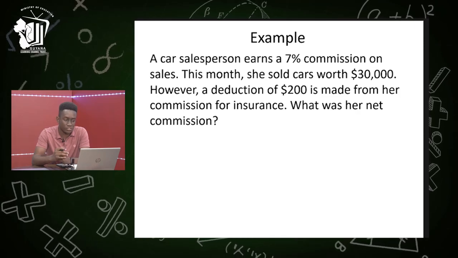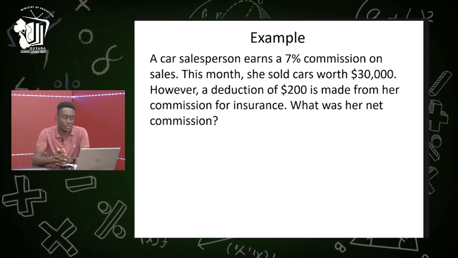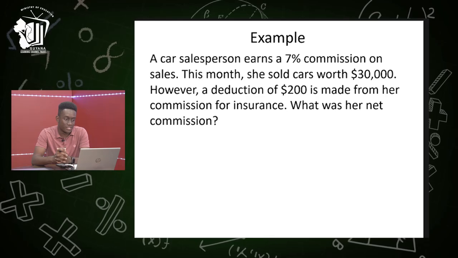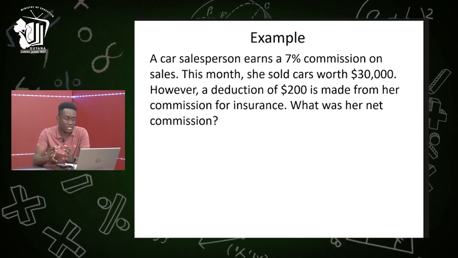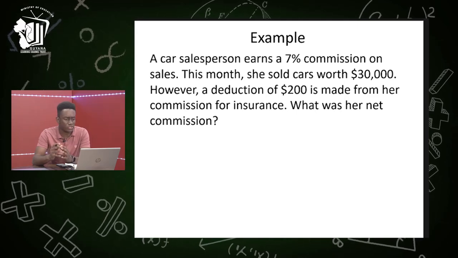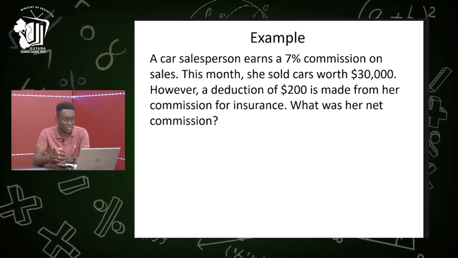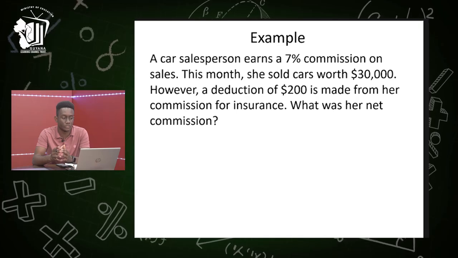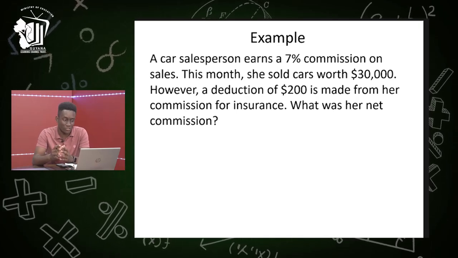The next question says, a car salesperson earns 7% commission on sales. This month, she sold cars worth $30,000. However, a deduction of $200 is made from her commission for insurance. What was her net commission?